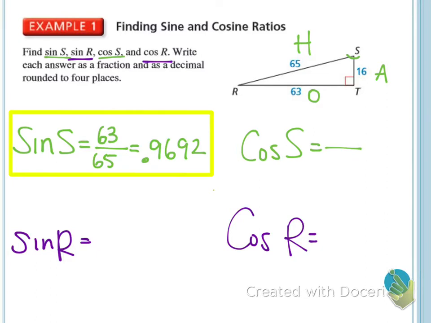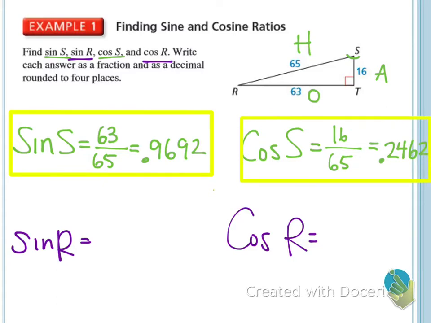All right, cosine. SOHCAHTOA. The adjacent is going to go on top, which is 16. Hypotenuse on the bottom, 65. Can this be reduced? It cannot. What is it as a decimal rounded to 4 places? Is it 1 or 2? 2? Okay. 0.2462.